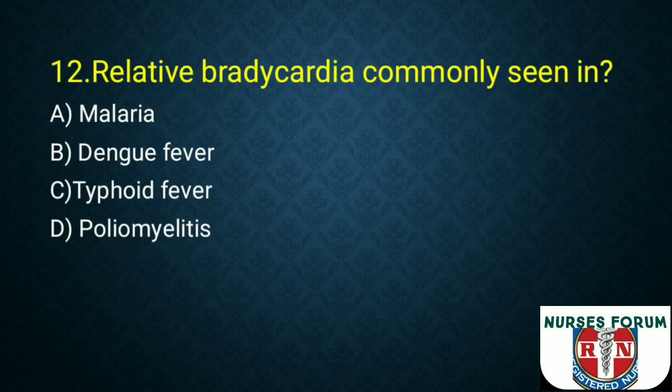You can see the next question. Relative bradycardia is commonly seen in: malaria, dengue fever, typhoid fever, poliomyelitis. The right answer is typhoid fever. This is the classical sign which we can see in typhoid fever.